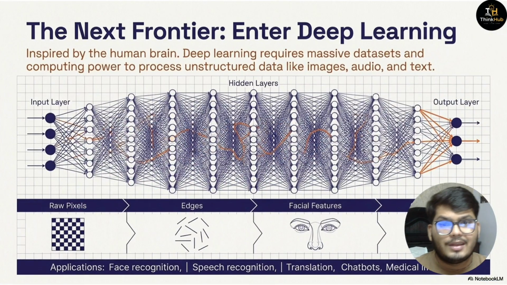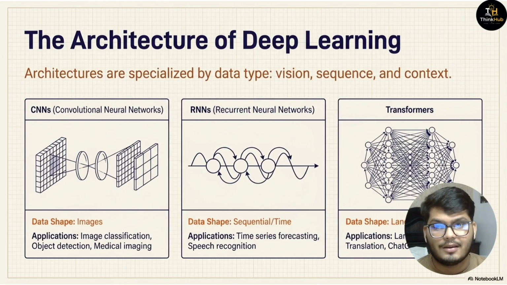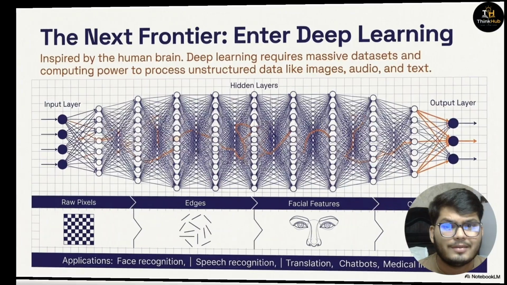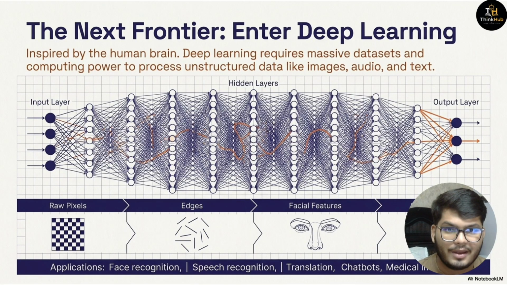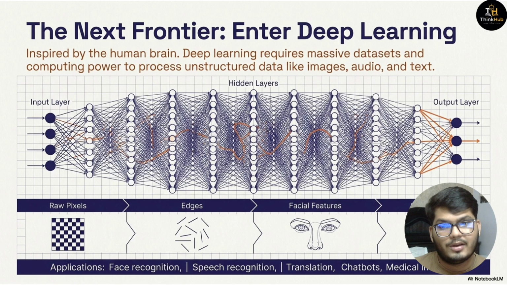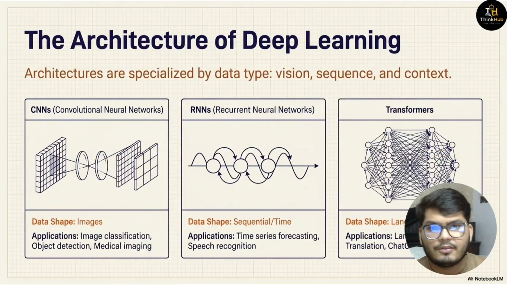And the next frontier is we enter deep learning. So what does deep learning mean? It contains CNNs, that is convolutional neural networks, RNNs, that is recurrent neural networks, and transformers. Deep learning is inspired by the human brain. It requires massive data sets, and it processes unstructured data like images, audio, and text in a structured way. Its applications can be face recognition, speech recognition, translation, chatbots, and medical imaging. I have just told you about that.